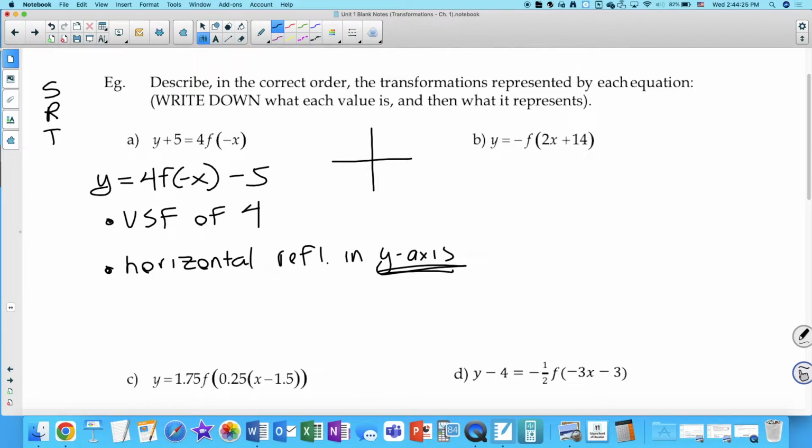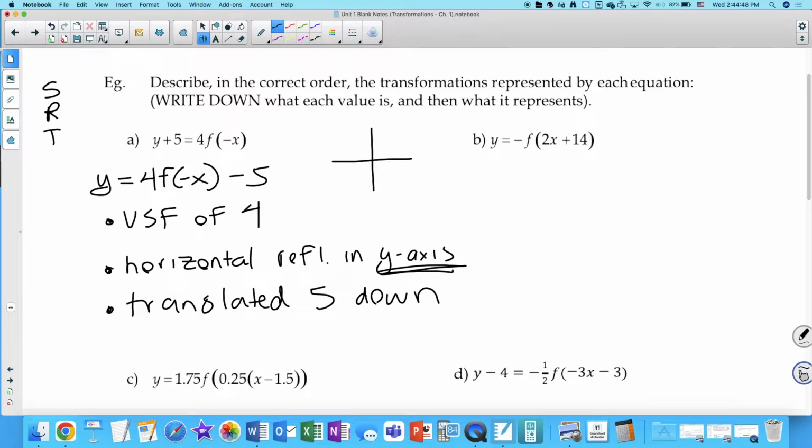5 down. Yep. And the word down implies that we're going vertically, right? So you could put in that word as well, vertically translated 5 down, but it's not necessary. Okay?